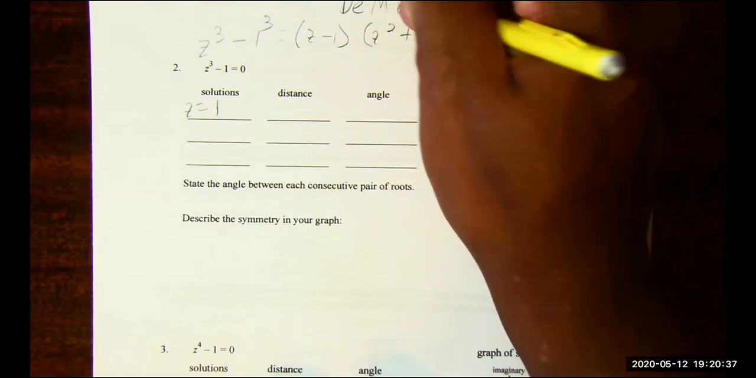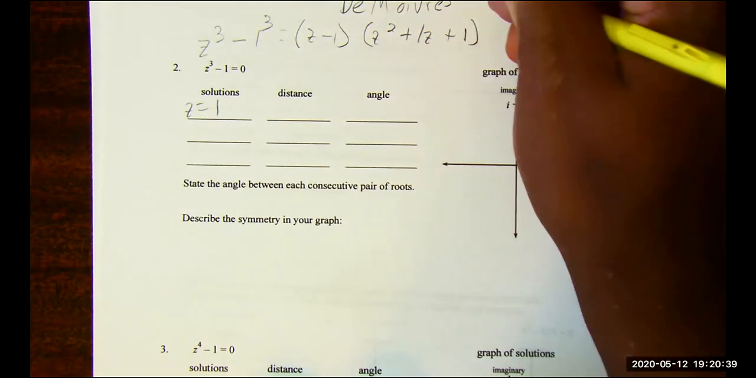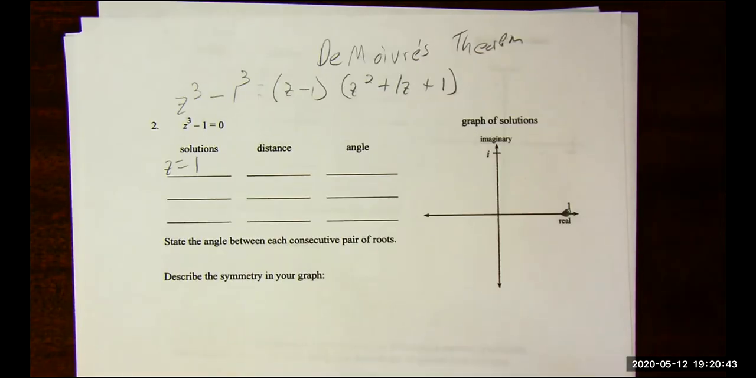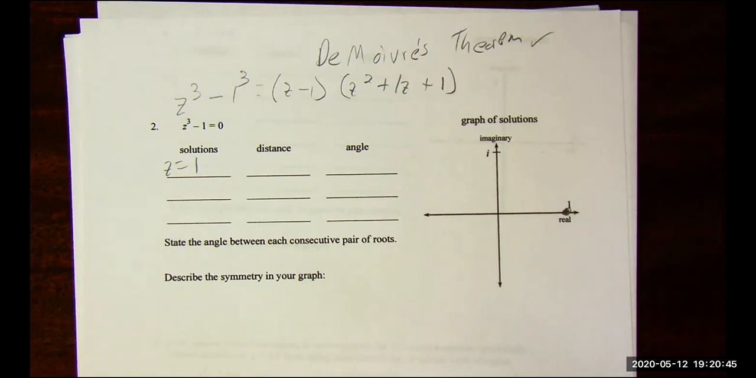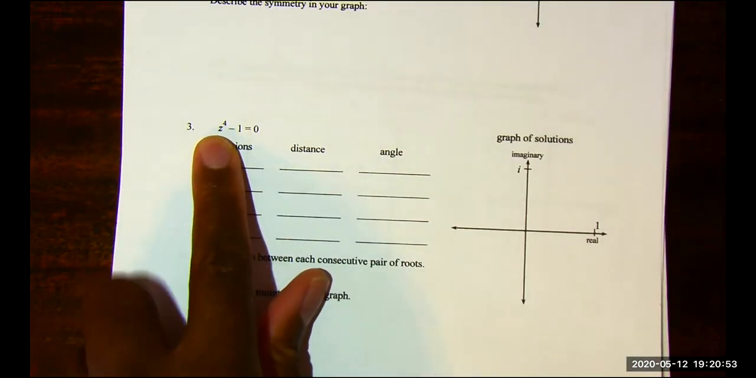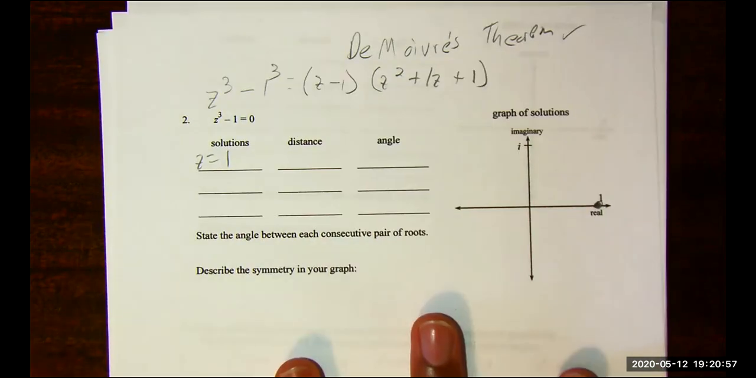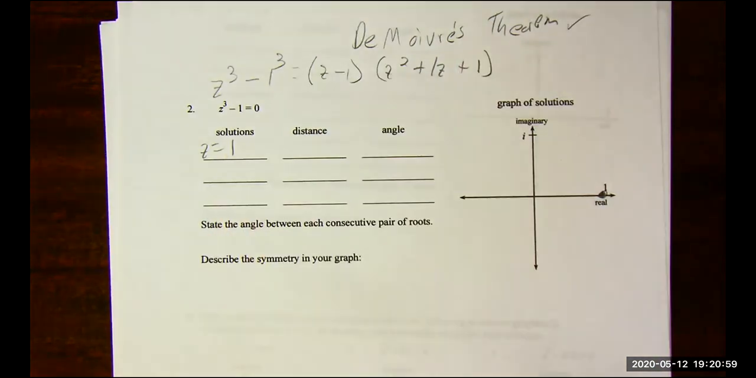D-E-M-O-I-V-R-E's theorem. This is in some of the homework, the optional homework. Look it up, compare and contrast. This method is a lot easier. And it only works for perfect cubes, perfect squares, difference in perfect fourths, actually, powers of 4. But it still gives you what you need to know without all of that.